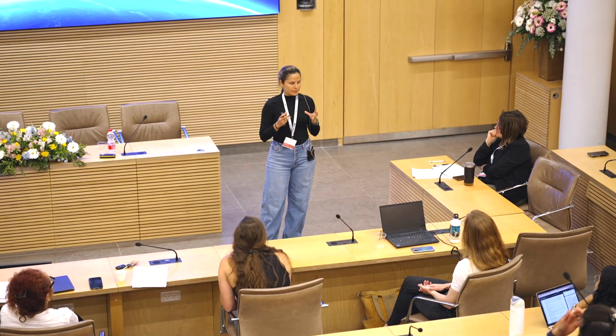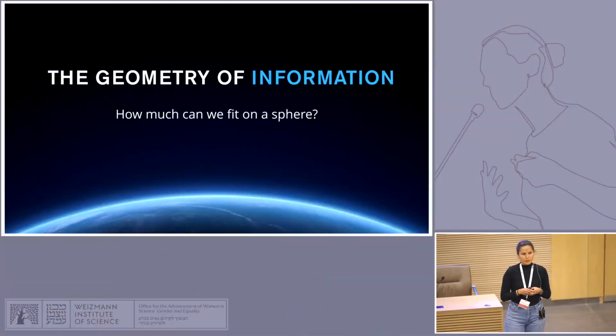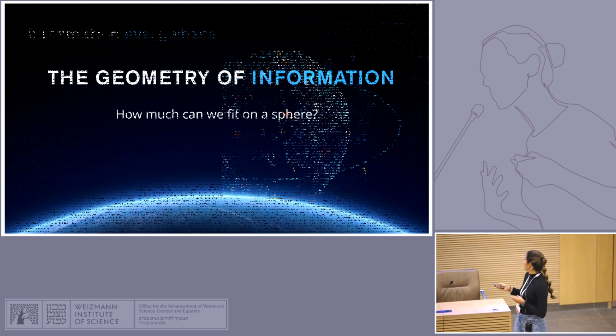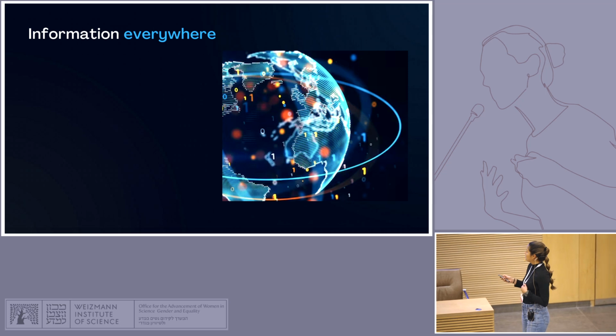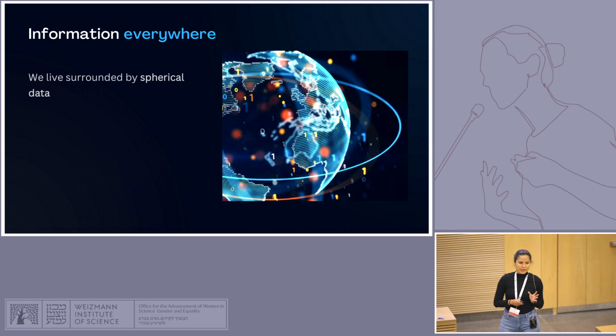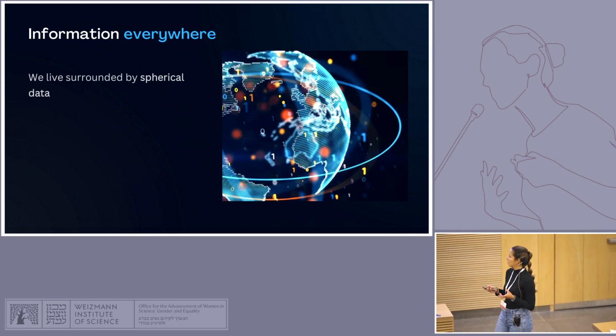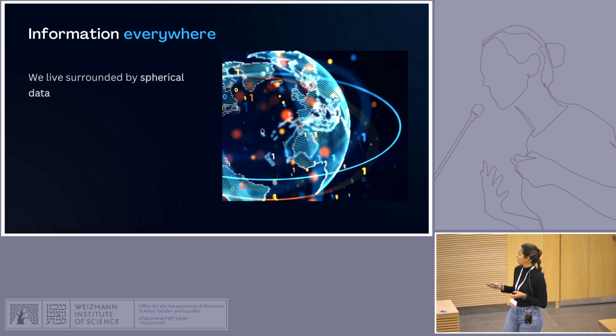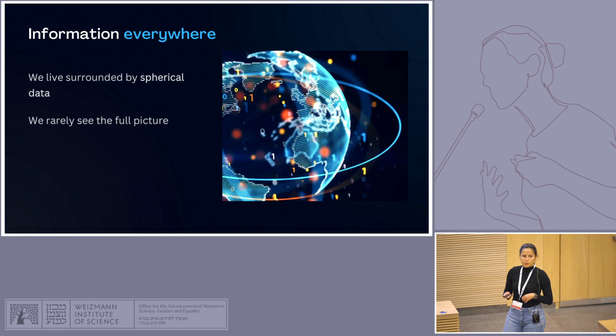Imagine holding the earth in the palms of your hands. Not just the physical globe, but also the planet's giant network of information. Today, we live surrounded by spherical data. Information is everywhere, and we love to think we know everything about what happens on Earth. But the truth is we rarely see the full picture.